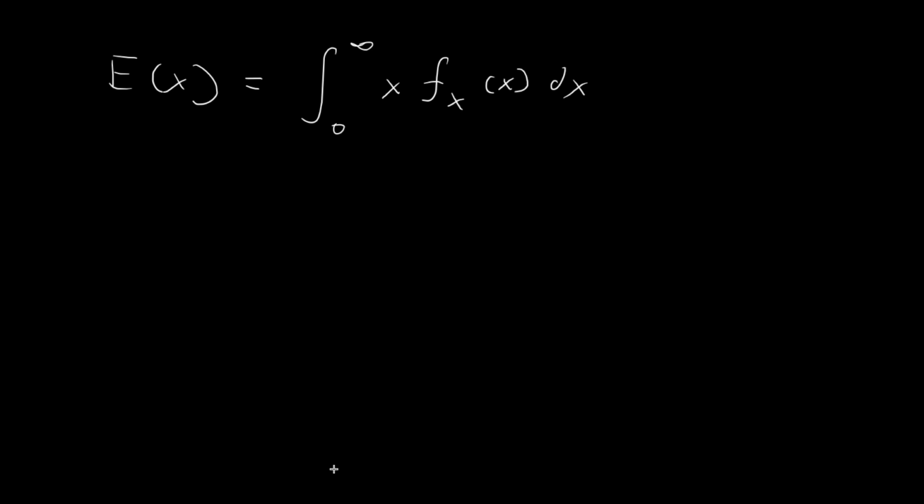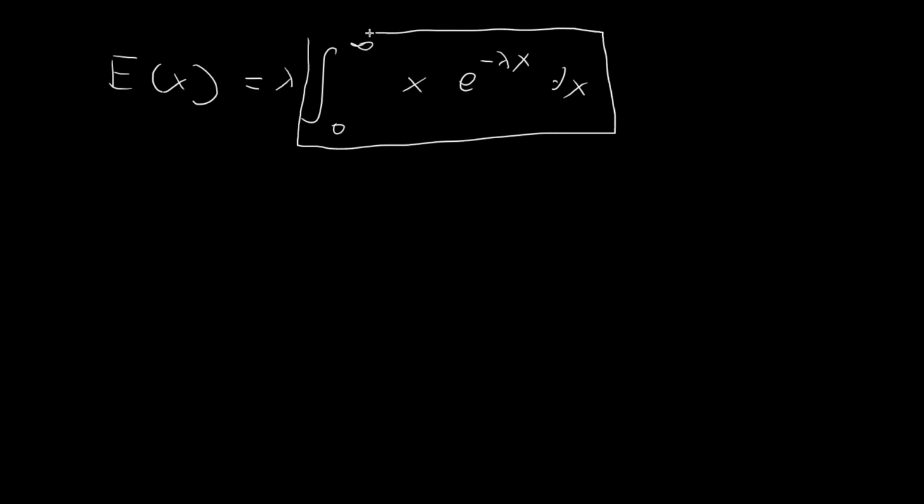And in our case, the probability density function is just equal to lambda multiplied by e to the power of negative lambda x. So for the sake of simplicity, let's just pull this lambda constant outside of the integral to keep things simple. So the only thing we have to do now is to evaluate this integral, and we can do this by using integration by parts.